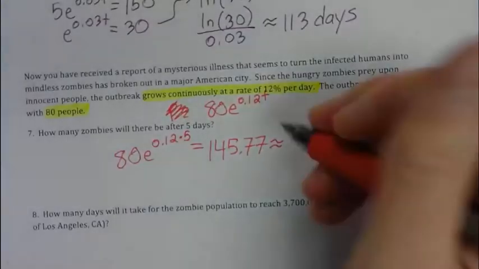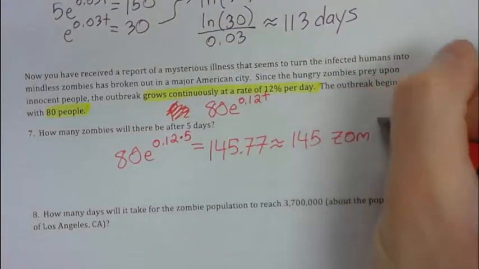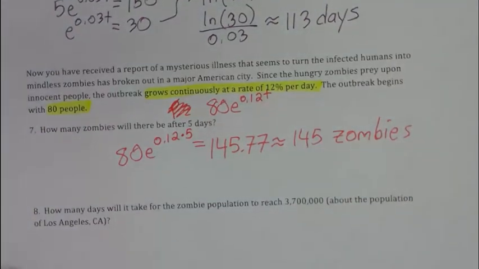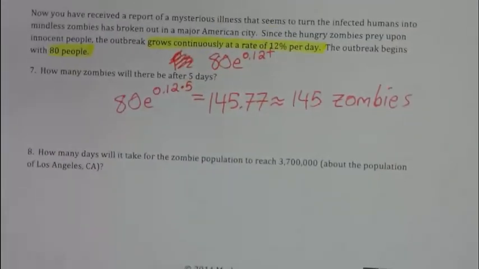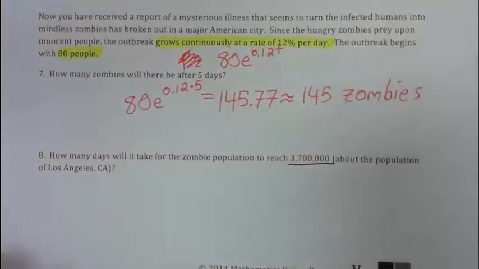So that means we got about 145 zombies in our midst. Never a good thing to have zombies in our midst. So now the problem below it, 8, is asking about 3.7 million zombies, which is about the population of Los Angeles, which would be very devastating to have that many zombies walking around anywhere.